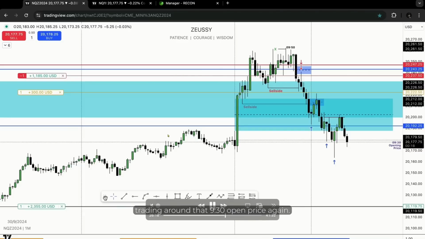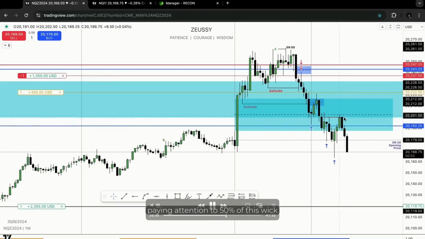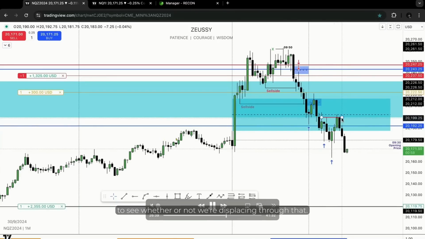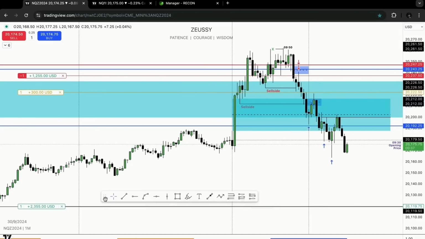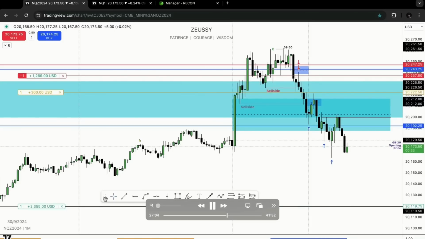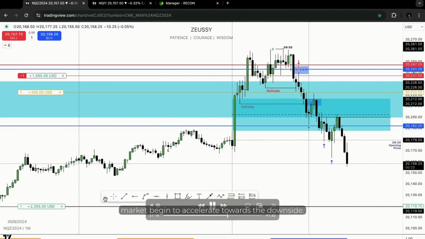Notice that the market is now trading around that 9:30 open price again. It's trading inside of this long wick. I'm actively paying attention to 50% of this wick to see whether or not we're displacing through that, to see whether or not the market is going to find support inside of that or just fall like a knife straight through it. We close below the 9:30 open price, so now I want to see the market begin to accelerate towards the downside.